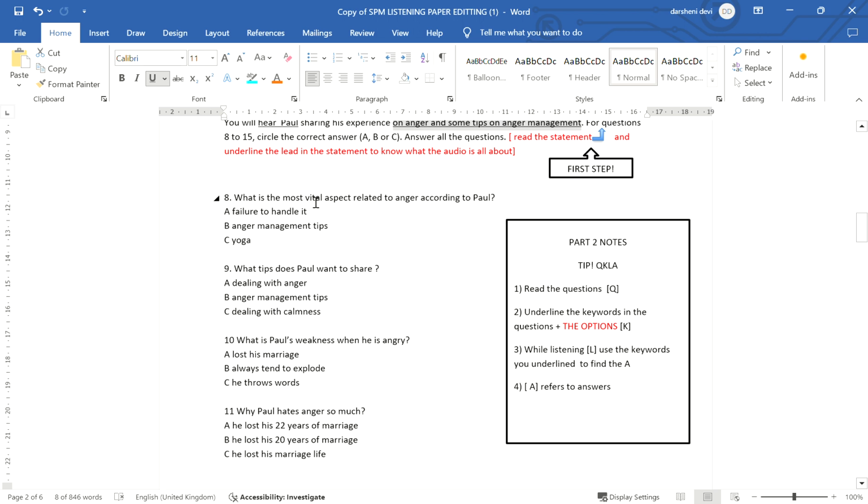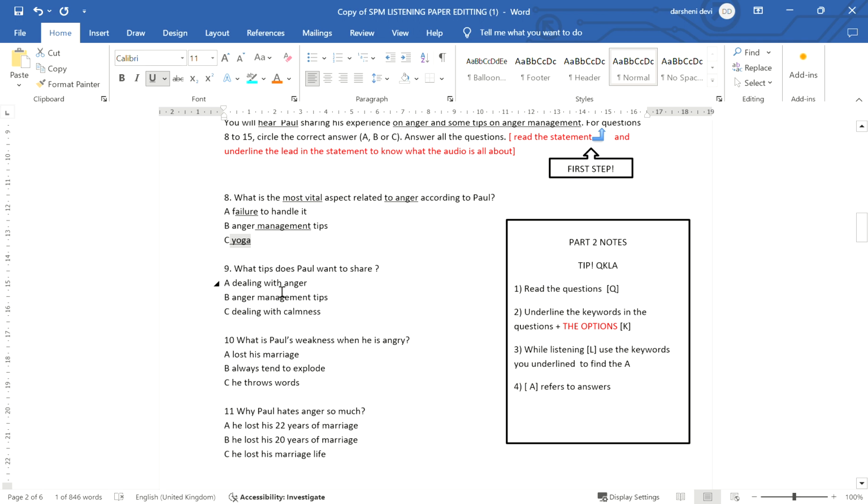What is the most vital aspect? So they want to know most vital. Underline the keyword, anger. So they want to know what is the most vital aspect to anger. Can you see anything there? Failure. This is another keyword. You see, there are keywords in the options as well. That's why I say underline the keywords in the questions plus the options. Management. Yoga. So these are the keywords.